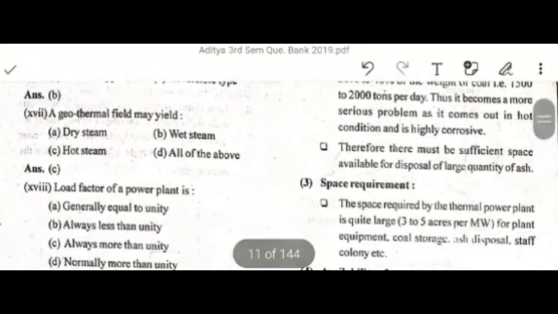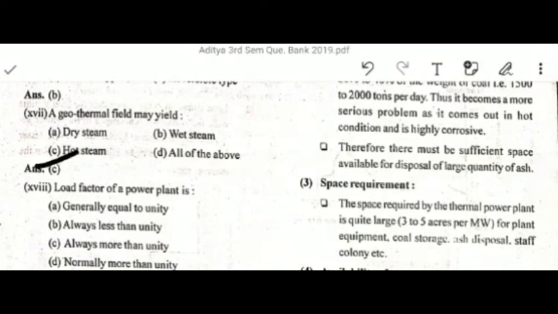In the 17th question: a geothermal field may yield. You know what a geothermal field is? It is the process in which steam goes upwards and is converted into hot steam. So here option C will be the correct answer, hot steam.